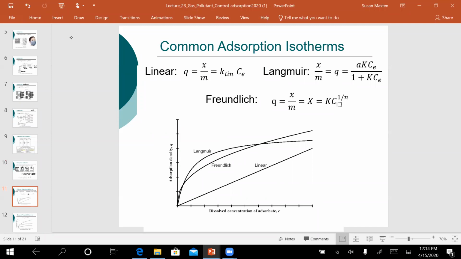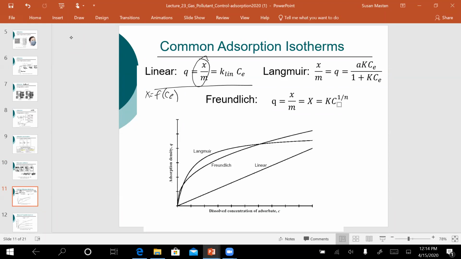Now we have multiple models that are used. I'm not going to go into these in any great detail, but basically for very low concentrations, this X over M term is a function of the equilibrium concentration. So it's a linear function.